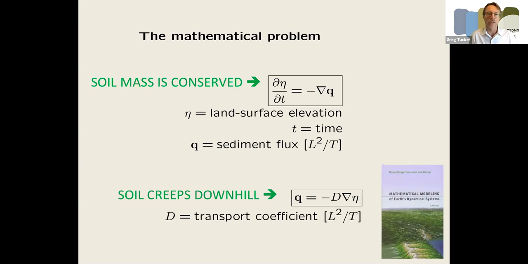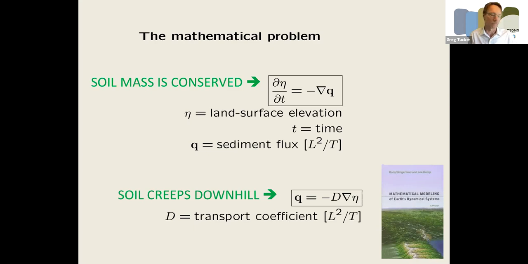The second equation is a rule for what governs the soil flux downhill. And the rule is really simple. This says in math that the flux Q is equal to the slope gradient times minus D. So the minus sign says soil flows downhill and D sets the rate at which it moves.